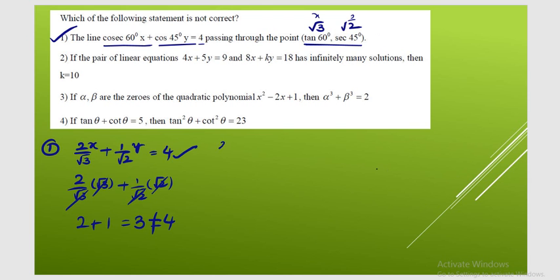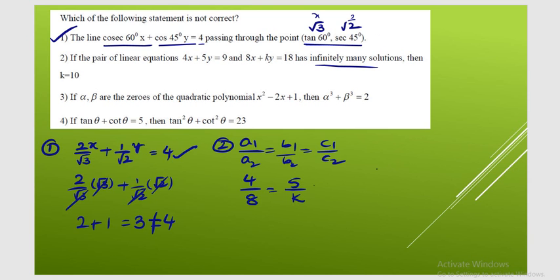So statement number 2 is saying infinitely many solutions. Infinitely many solutions means what is the condition that we need to follow? A1 by A2 is equal to B1 by B2 is equal to C1 by C2. So this is the condition that it should follow. So from this, I am going to get 4 by 8 is equal to 5 by k is equal to 9 by 18. Now on simplification, k is equal to 10, and he has given the same thing, no? So this statement is correct.